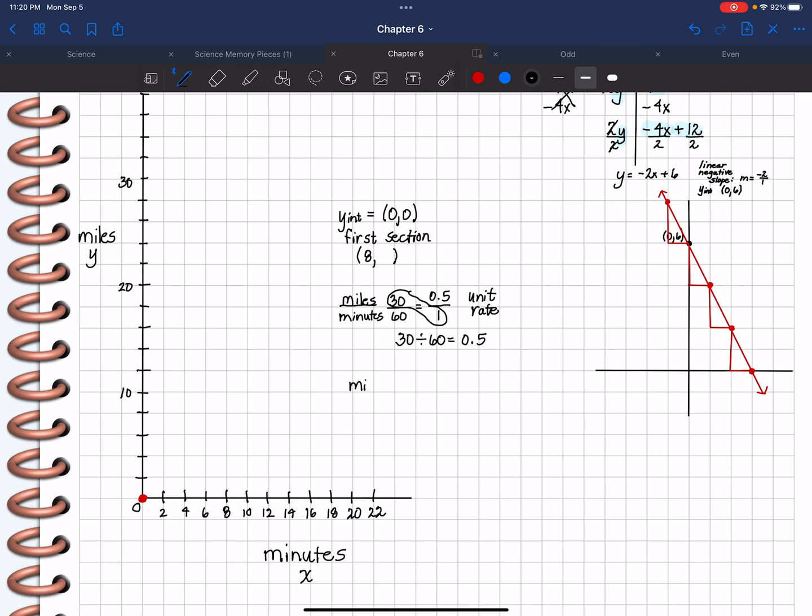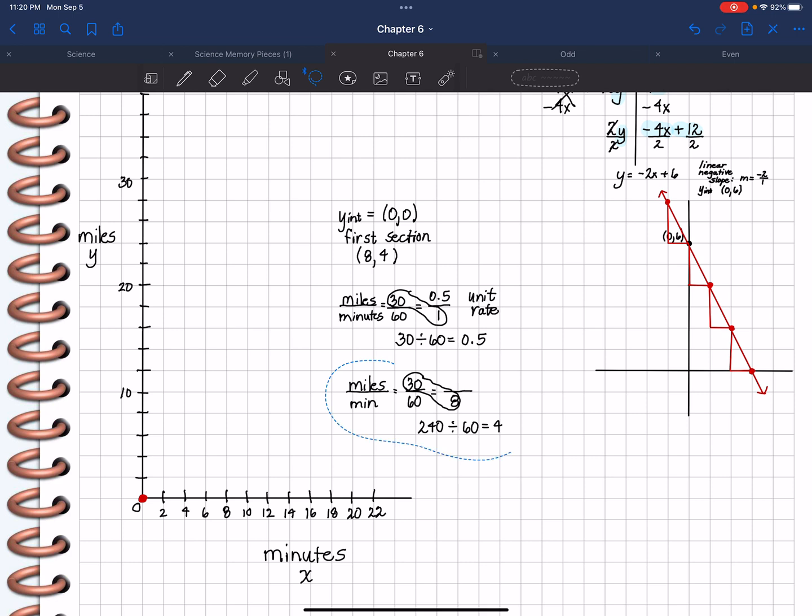So let's do it again. Let's say that miles to minutes, and I'm just going to use 30 miles to 60 minutes, but you could use the unit rate if you wanted, because everything's equal. I want to know how far she can go in 8 minutes. So I would do 30 times 8, that's 240. Divide by 60 is going to be 4. So when you have 8 minutes, you have 4 miles. And that's that first point.